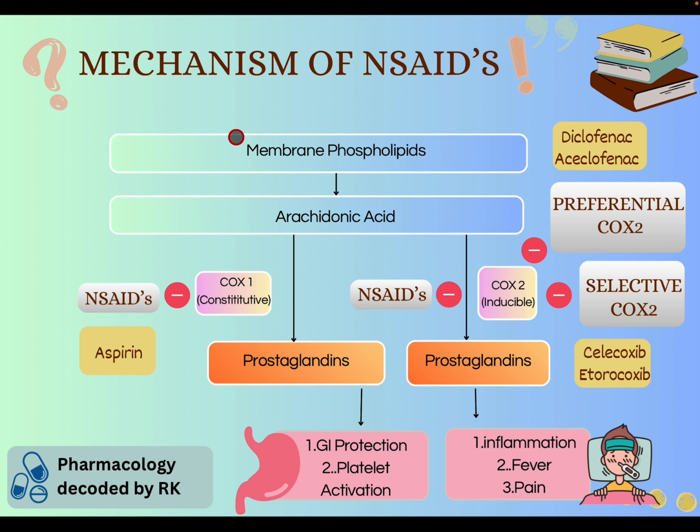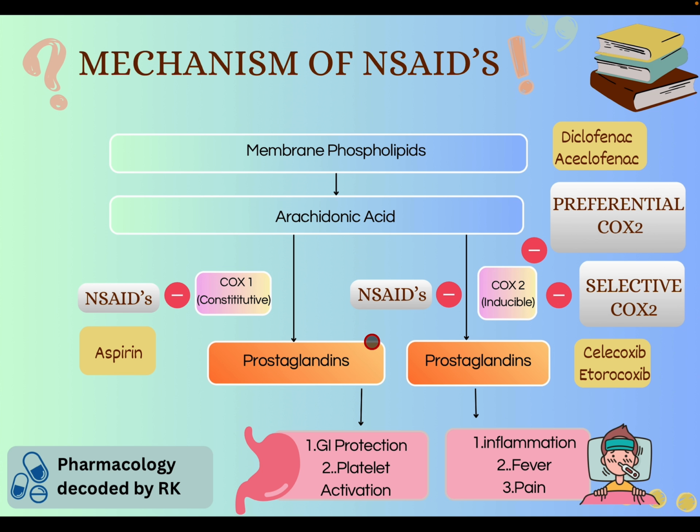Everything begins with membrane phospholipids. When our body tissues are damaged, these phospholipids release a compound called arachidonic acid, the key molecule in inflammation. Now this arachidonic acid is converted into prostaglandins by enzymes called cyclooxygenase or COX enzymes.